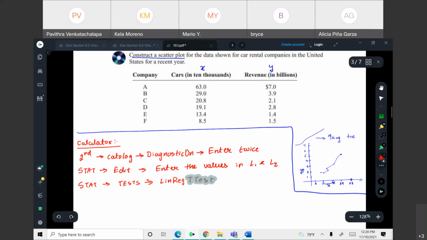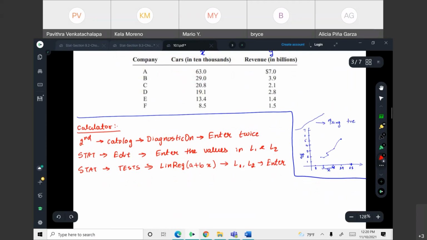A small correction here. You can do this also, but we actually learned this in our class. And then you enter L1, comma L2, and then click on enter. Look at the table. Do this and tell me the R value.